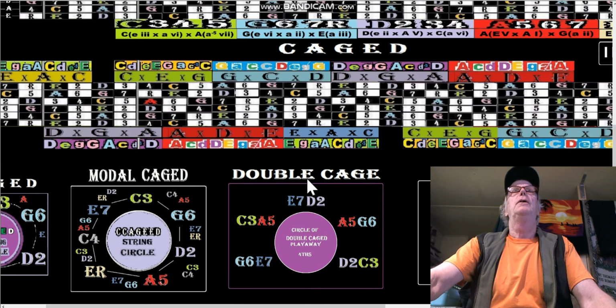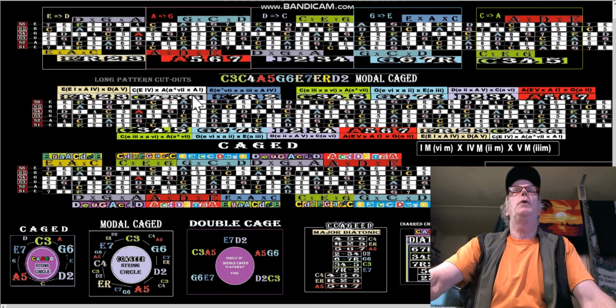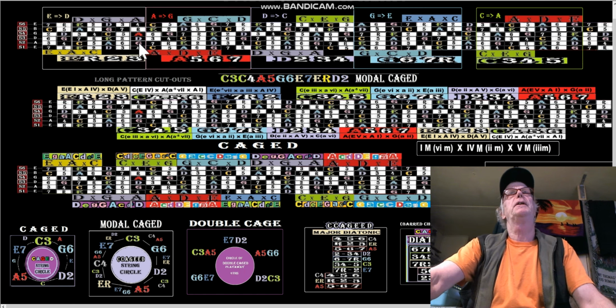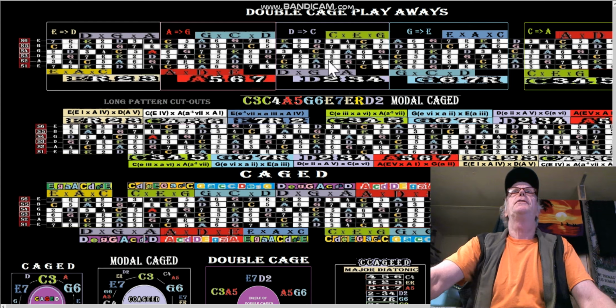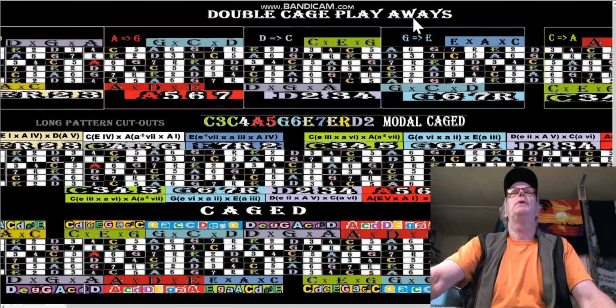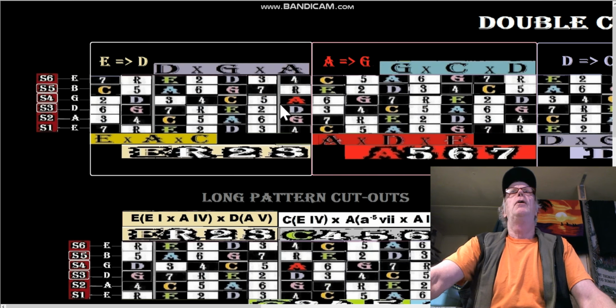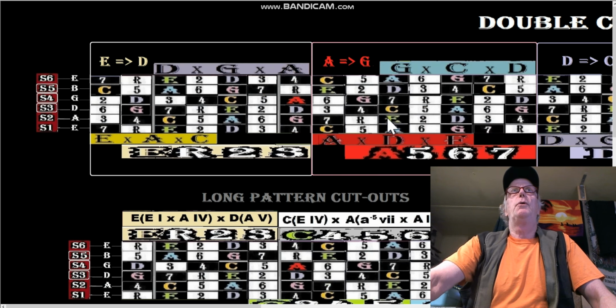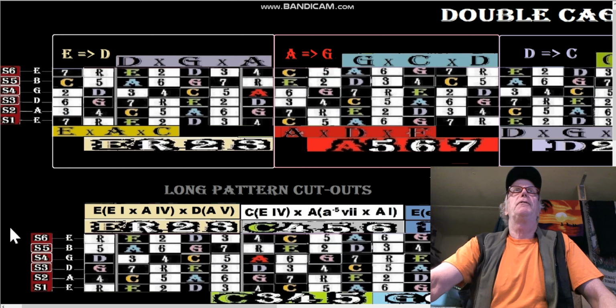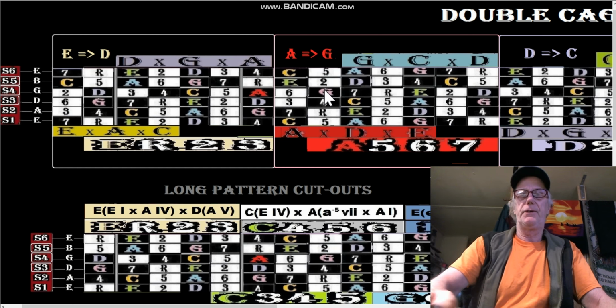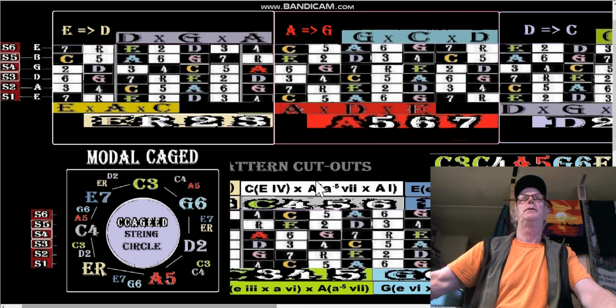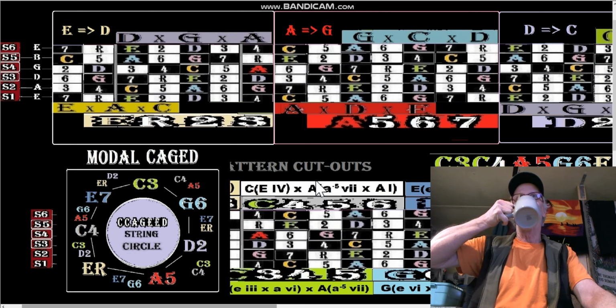Now, that's fine and dandy, but what does it mean when you get to the fretboard? Let's look at the top fretboard, okay? So this is our double cage playaway fretboard, okay? Now, the reason why I put it in fourths, and if I could have the circle right here, it would be nice. Okay, so let's just take a breather.